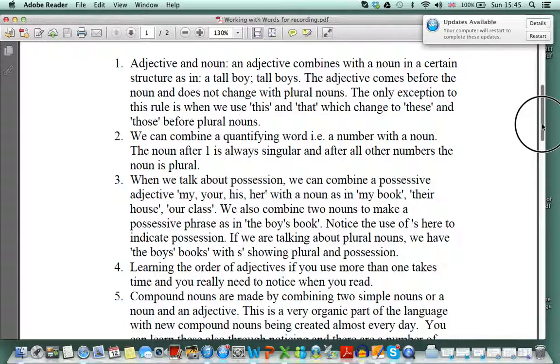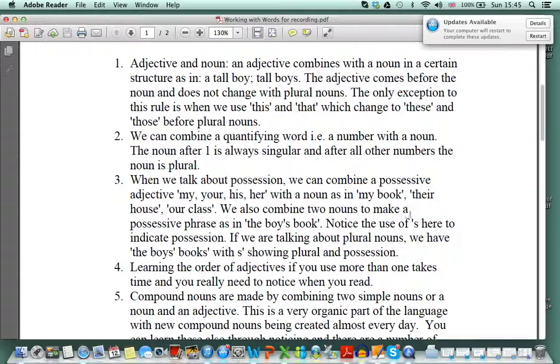Thirdly, let's talk about possession. Here we can combine a possessive adjective, such as my, your, his, her, our, your, their, with a noun, as in my book, their house, our class.